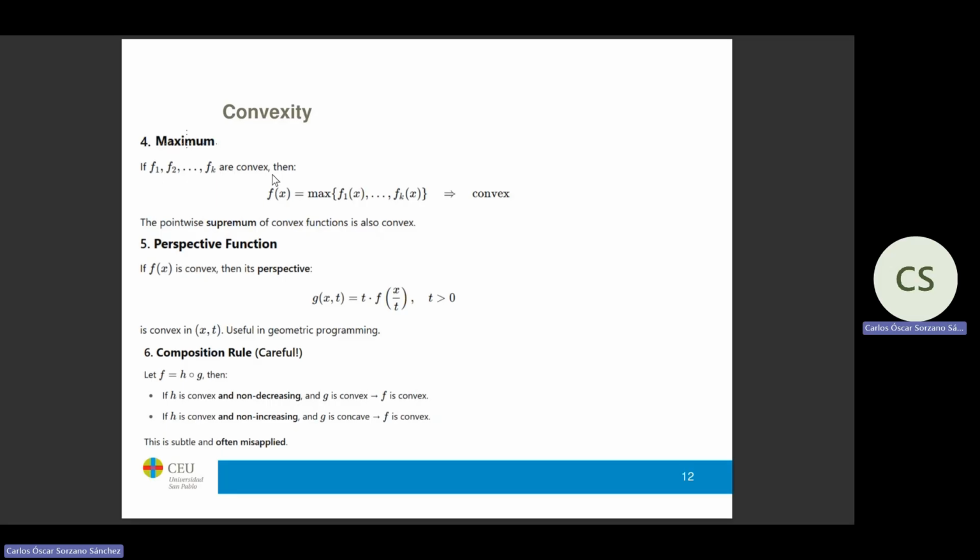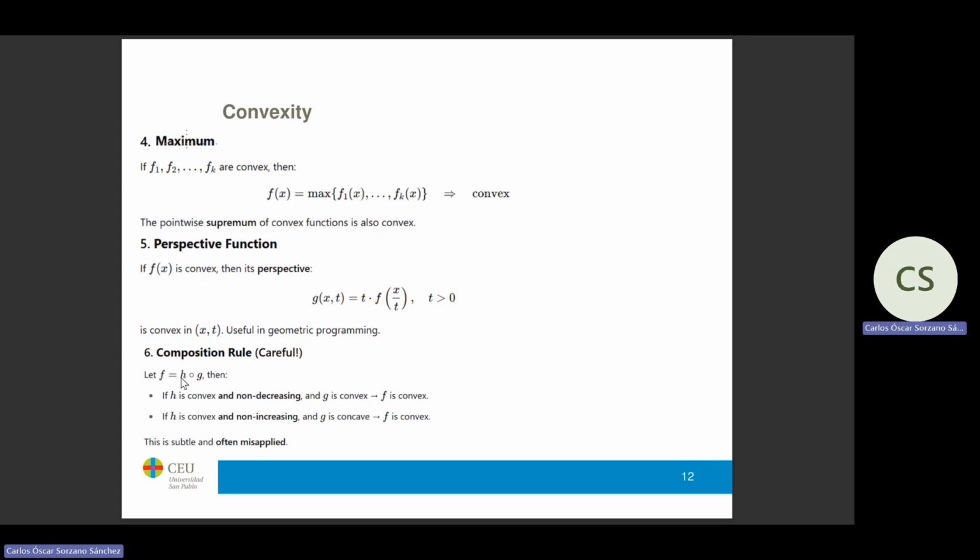Computing the maximum preserves convexity. So you have a set of convex functions and you compute the maximum at every point. So that is still convex. Then the perspective function keeps convexity. So let's say that f is convex, and then you make this transformation with t larger than 0. Then g, the new function, is convex in this vector. And the composition rule also keeps convexity in this way.